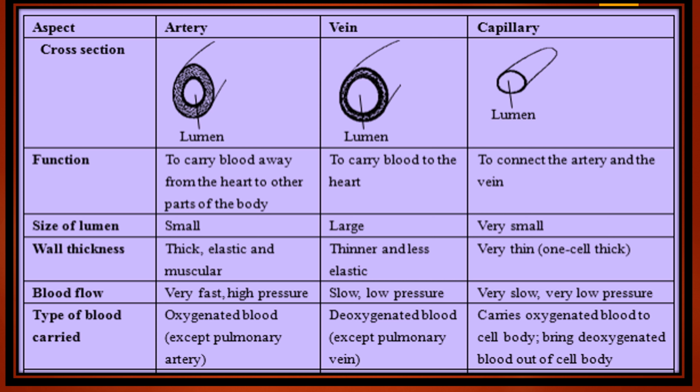I have already told you arteries carry oxygenated blood, except the pulmonary artery, which does not carry oxygenated blood. Veins carry deoxygenated blood except the pulmonary vein. And capillaries carry oxygenated blood to the body cells and bring deoxygenated blood out of the cells. Understood?